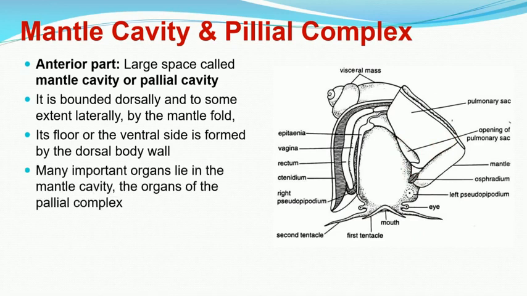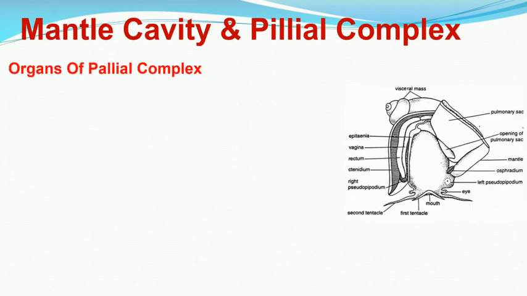Now many important organs of the body lie in this mantle cavity, and it includes the organs of the pallial complex. So what is this pallial complex? We will understand in the coming slides. All these organs are collectively known as the pallial complex. Remember that many organs are present in the mantle cavity, and all these organs together are called the pallial complex. Now we will see which organs are part of the pallial complex.